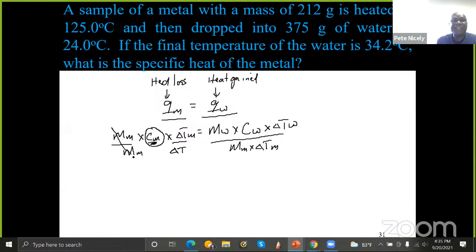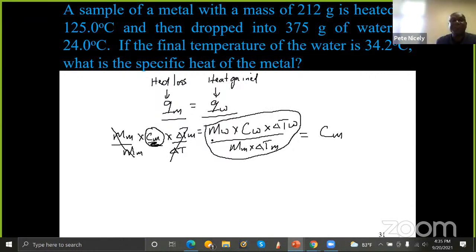So these two will cancel out. These two will cancel out. So you're left with the specific heat of the metal being equal to all of this here. So Cm will be equal to all of this right here. So the trick now, and this is where you have to be very careful, is to plug in the appropriate numbers for these terms in this equation.